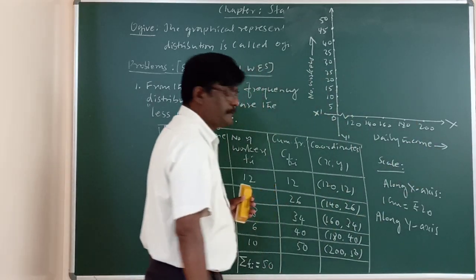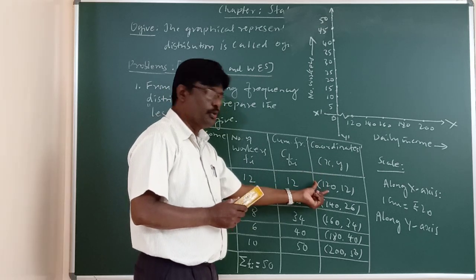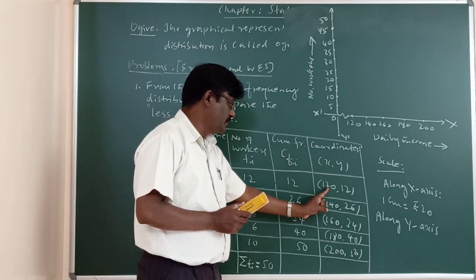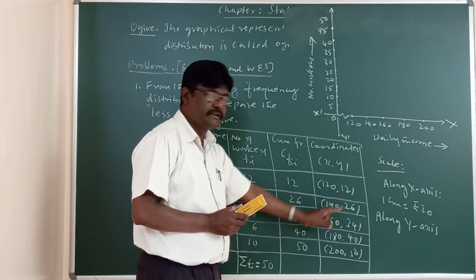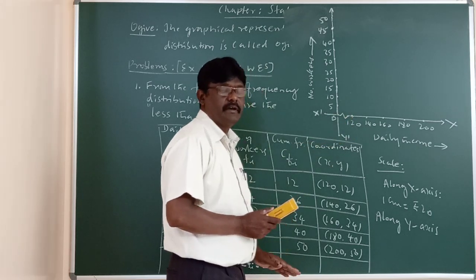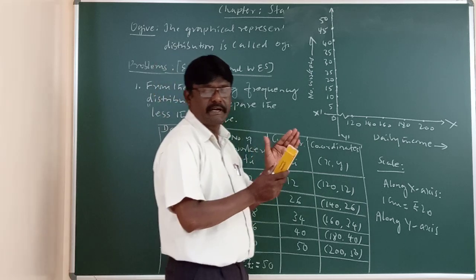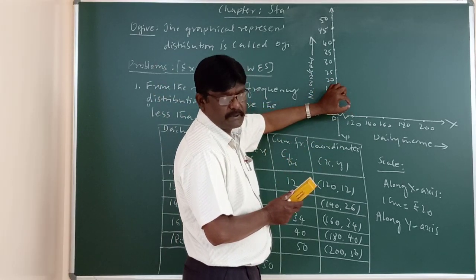Yes. Now, the coordinates are ready. How to plot? Mark that we know. X component is 120 and the corresponding respective y component is 12. Hence, for 120 it is 12. In the graph sheet we know there are 10 divisions between each centimeter, 10 divisions, 10 mm like that.